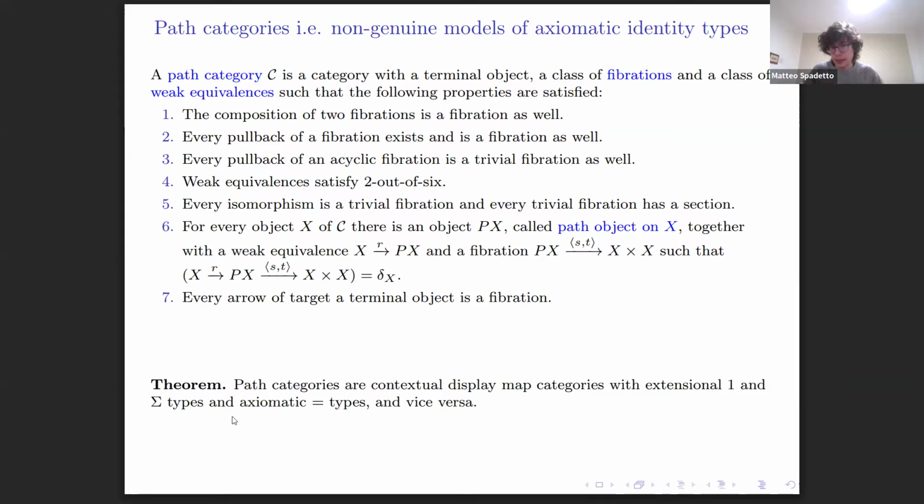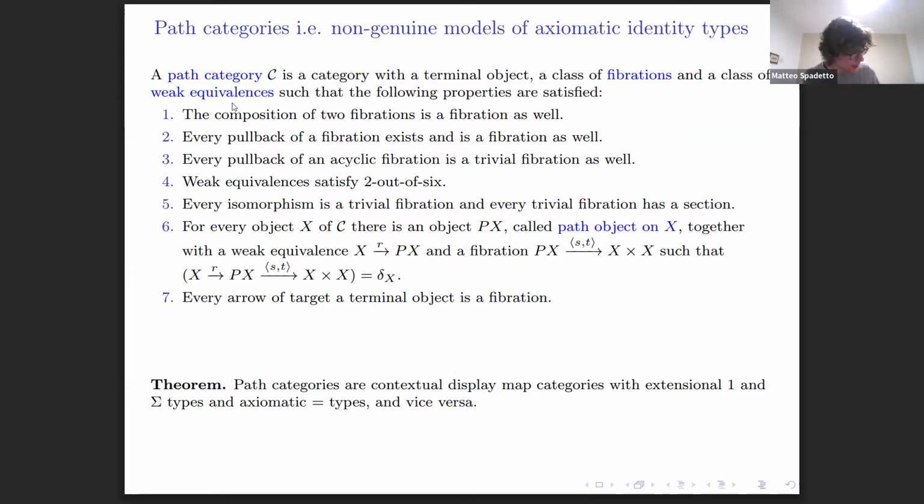and then you can ask whether you can equip such a display map path category with extensional axiomatic versions of these type formers. I will not talk about this notion. If you want to know more about this, you may invite Daniel for another session if you want to hear more about the display map path categories. For today, I just finish with the path categories.